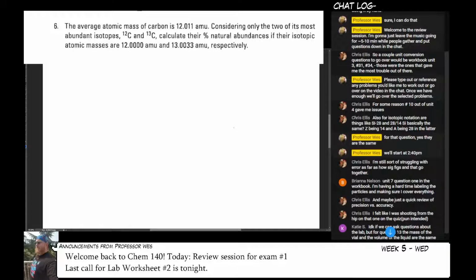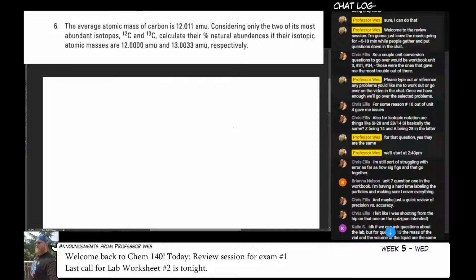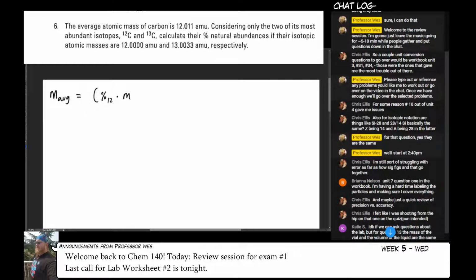So the average atomic mass of carbon is 12.011. Wow, this is a really tall document. Scroll, scroll, scroll. There we go. Considering only the two most abundant isotopes of carbon-12 and carbon-13, calculate the percent natural abundances if their atomic masses are these numbers. So first things first, we're going to write down the formula for atomic mass. So the average mass, or the atomic mass, is going to be equal to the percentage of the first isotope, which we'll call 12, plus the percentage of the second isotope, which we'll call 13.